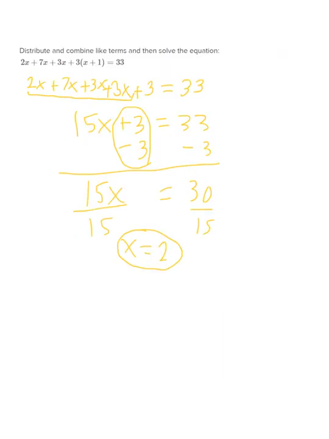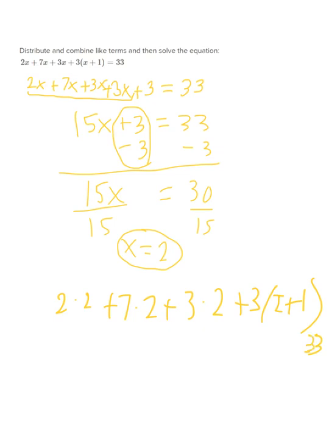So what does that mean when the solution is 2? Well, what that means is if I go back to the top and I replace each x with the number 2, then the left-hand side will equal the same number as the right-hand side. Let's see if it's true. So this is going to be 2 times 2 plus 7 times 2 plus 3 times 2 plus 3 times 2 plus 1. And does that equal 33?